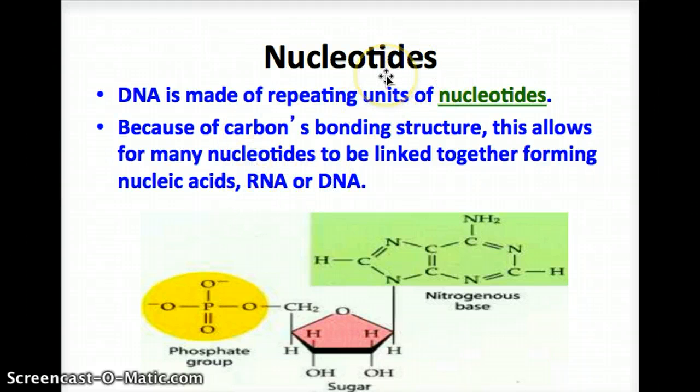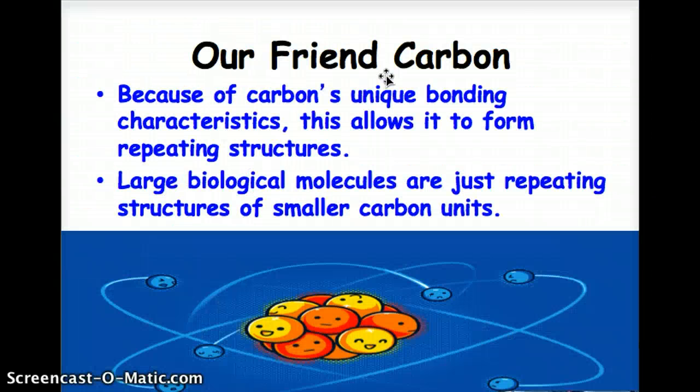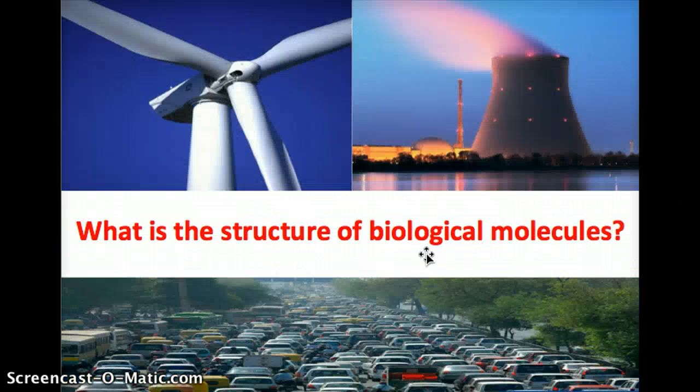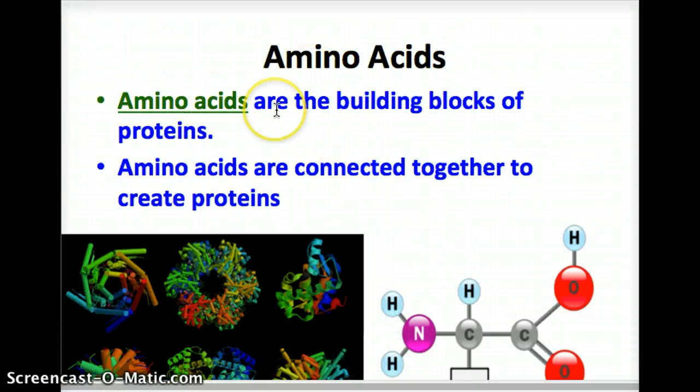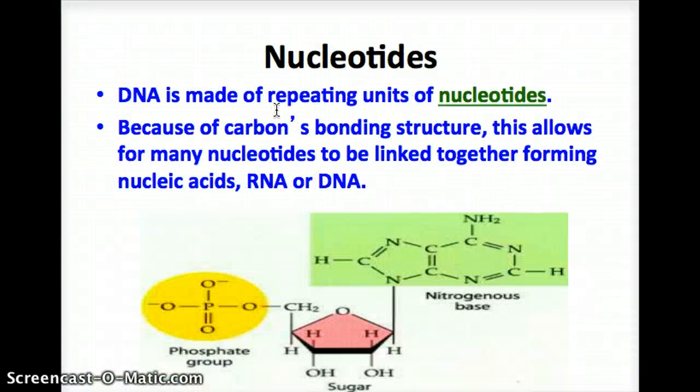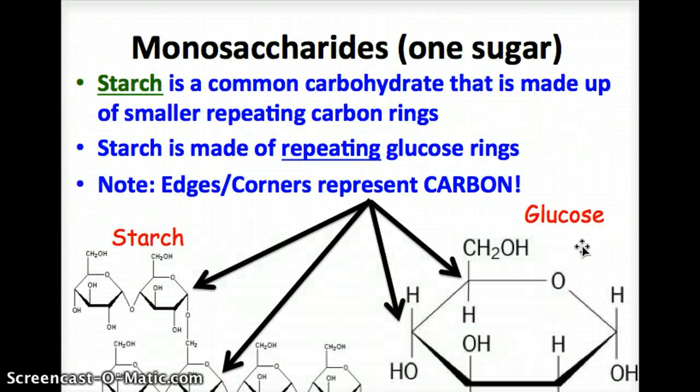So again, that answers the comment that large biological molecules are just repeating structures of smaller carbon subunits. Amino acids are subunits that make up proteins. Nucleotides here are smaller subunits that make up nucleic acids. In this case, it's DNA, which stores our genetic information. And the last one I want to talk about are monosaccharides.